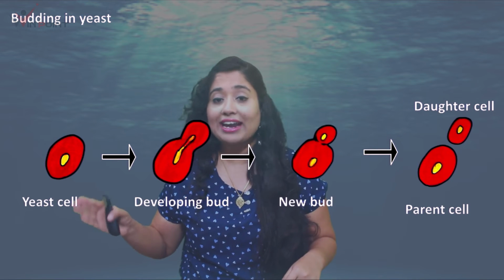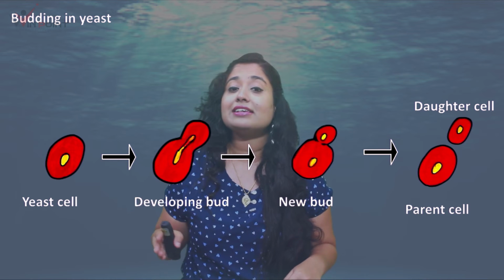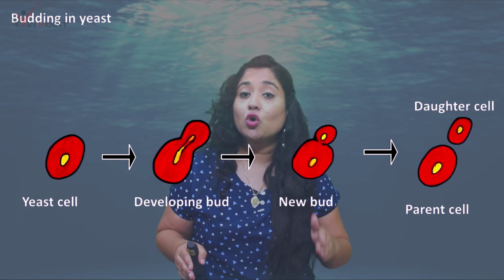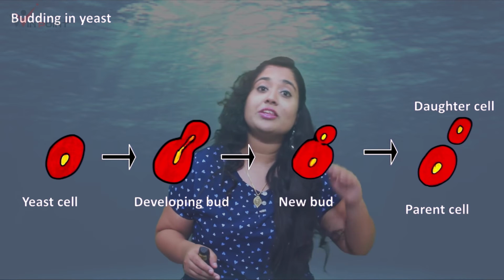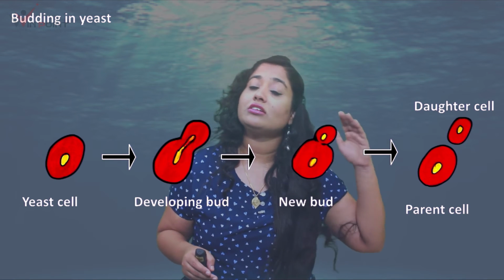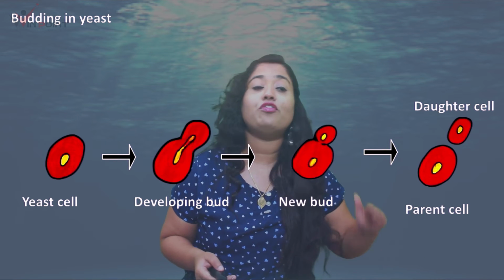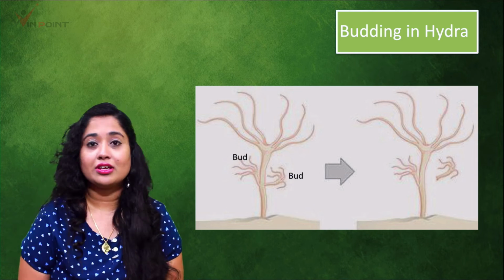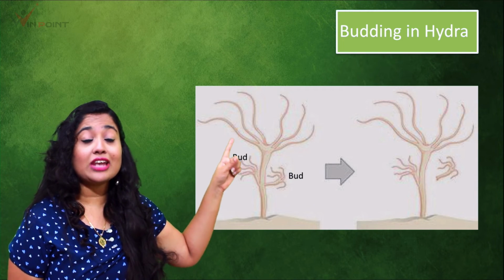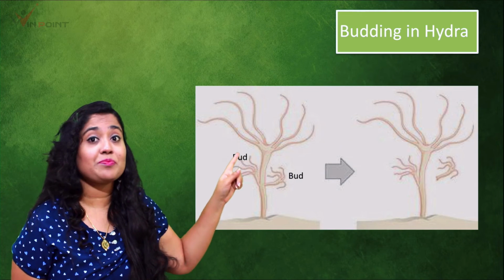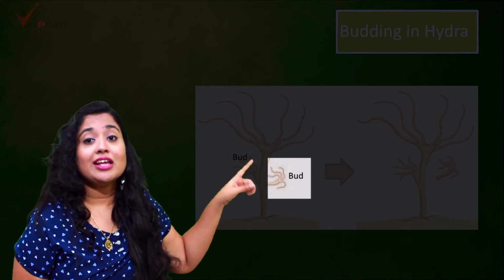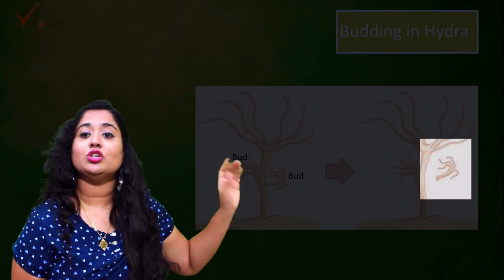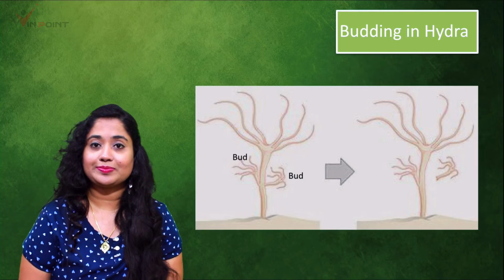Yeast cell, which is a parent cell. On the parent cell, a developing bud is there. The developing bud grows and forms a new bud, and when the bud gets mature, it gets detached from the parent and forms a daughter cell. Let's discuss another example, budding in Hydra. You can see the structure of Hydra, in which the bud formation is taking place on the outer surface of the body. Later on, the bud gets mature and gets detached from the parent to form a new individual.